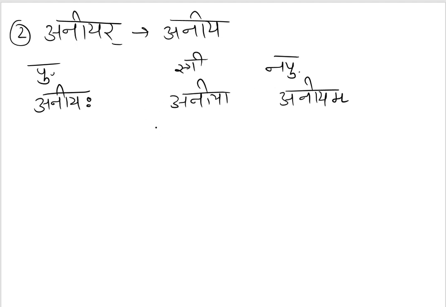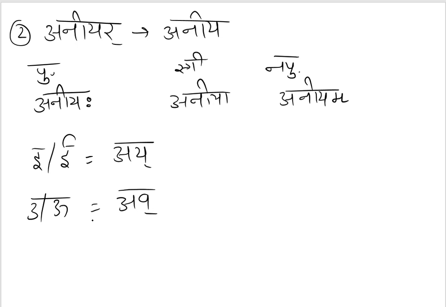Here also some rules are there. If the dhatu is ending with e or badi e, that will become aya. If the dhatu ends with u or badi u, that will become ava. If the dhatu ending letter is ri, that will become ar. If the ending letter is a, then that will be a only. We will see examples one by one.